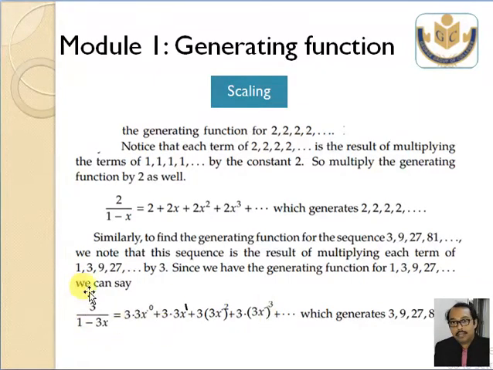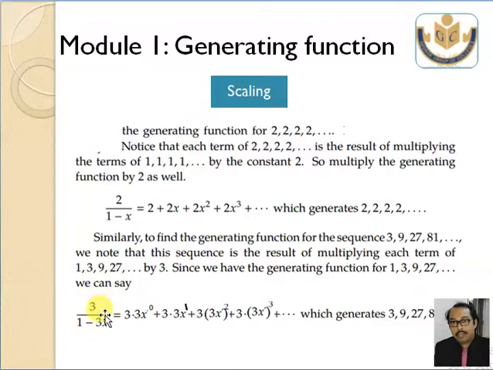Now why is this multiplied by 3? To understand this problem, we will find that it is 3x to the power 0 plus 3 dot 3 to the power 1, then it will become 9. Next is 3 dot 3x whole square, then it will become 27, and this continues. So this is square, this is cube, and the function is 3 by 1 minus 3x.